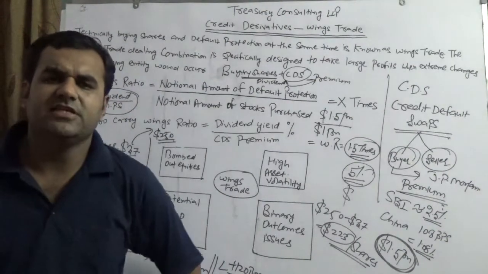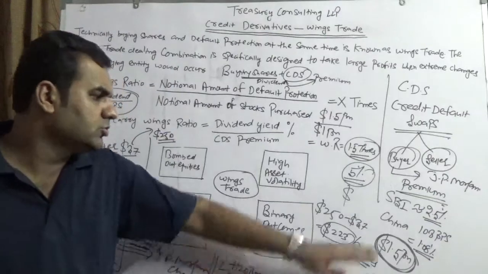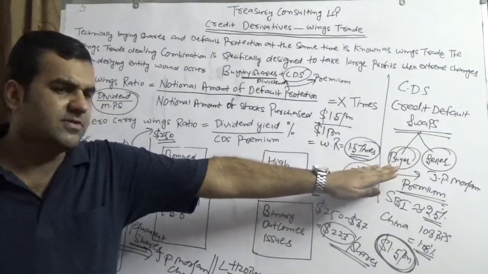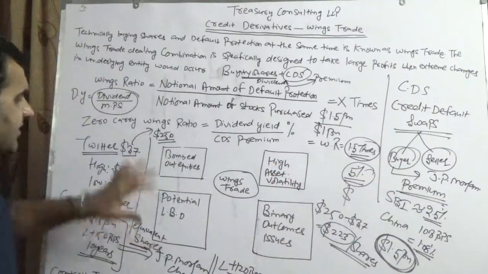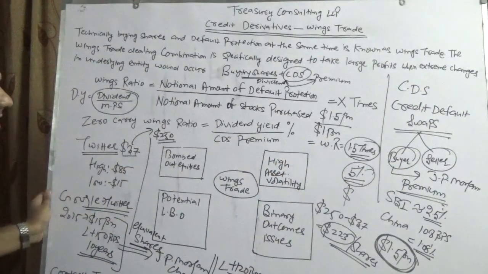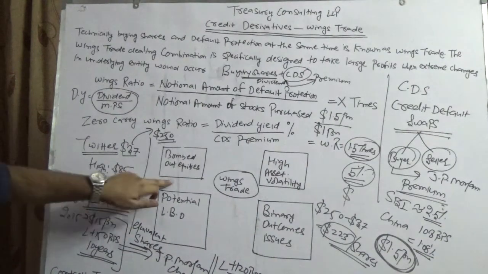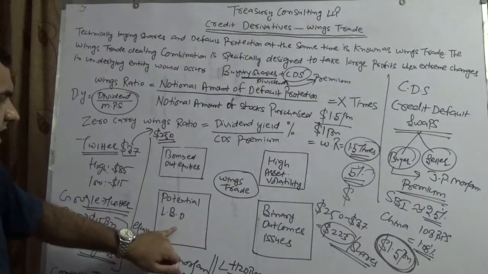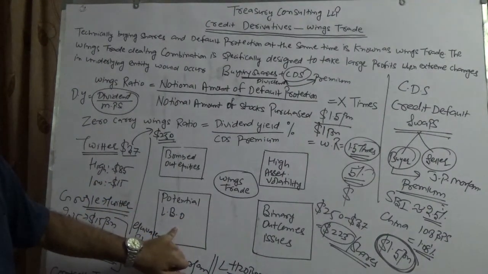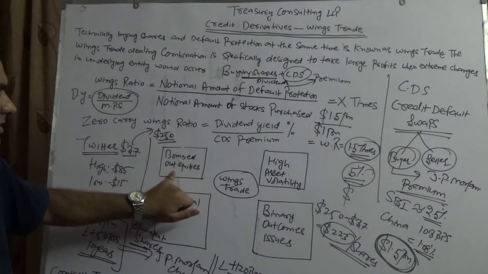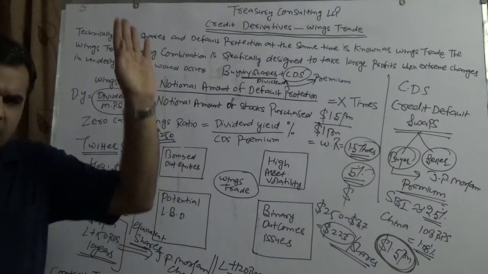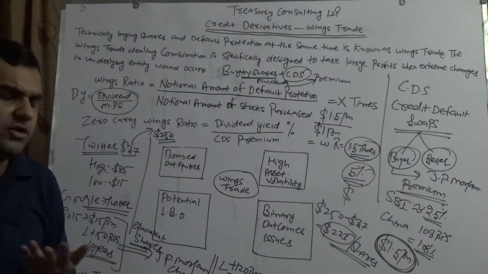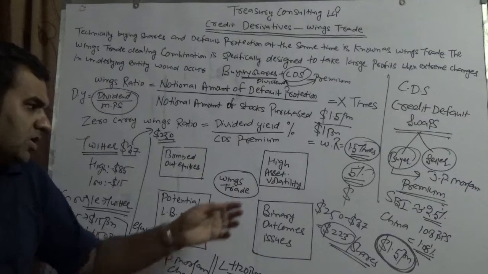Please note that the wings trade is a very important strategy for people acting as a seller of the CDS, and sometimes those acting as a buyer of the CDS also. These are the four categories of people actively involved in the wings trade. One is bombed out securities, high asset volatility, binary outcome issues, and leverage buyouts. Bombed out equities are those equities which can go either here or there. There are a lot of bombed out companies across the globe wherein you can never be sure where they would go.